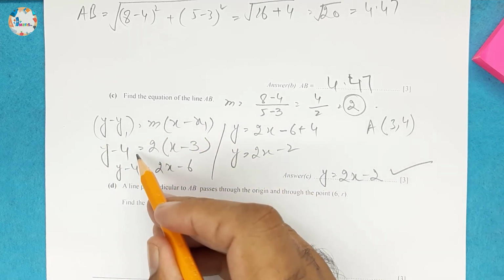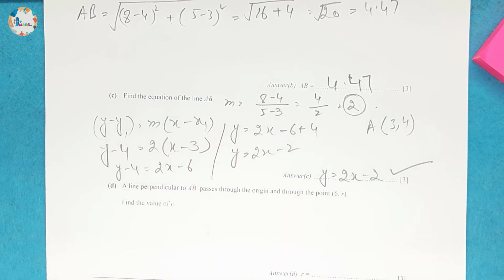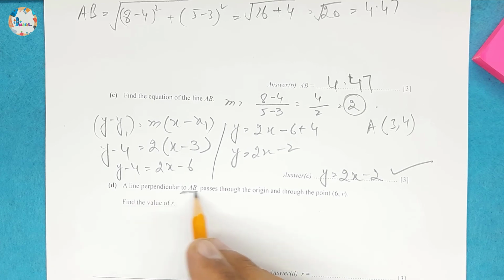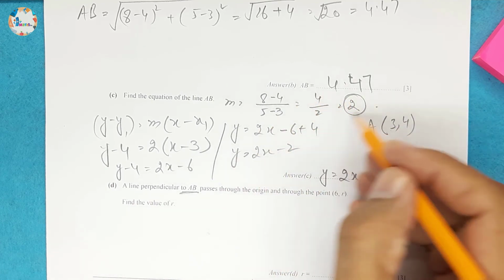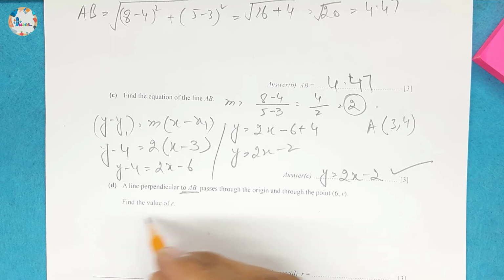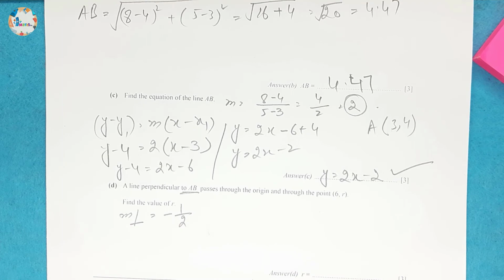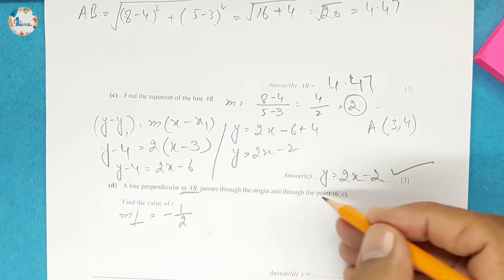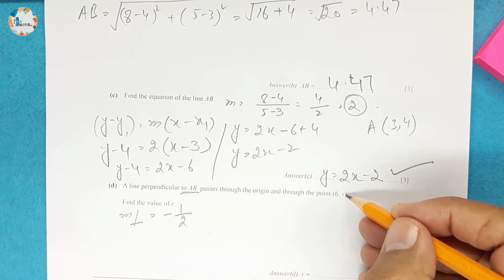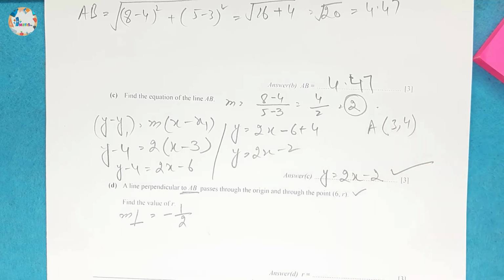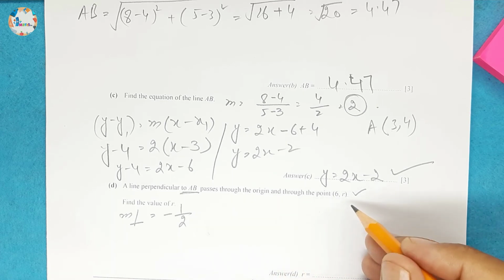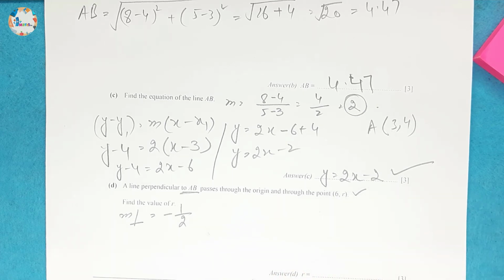By this formula, you are not going to find the c value directly. You can apply this formula. Draw a line perpendicular to AB. We know slope of AD is 2, so the slope of the perpendicular will be the reciprocal and change sign. So it will be minus 1 by 2, passes through the origin and through the point this one. So find the value of R.